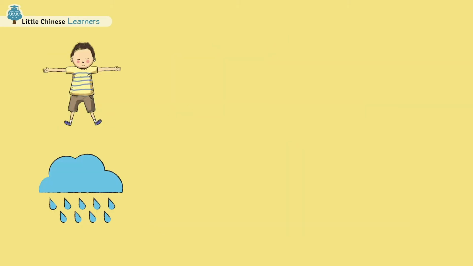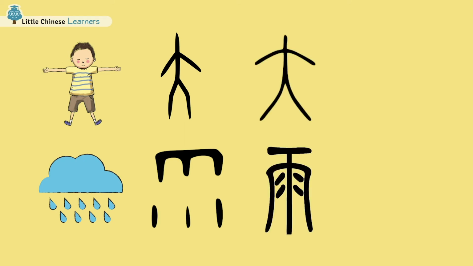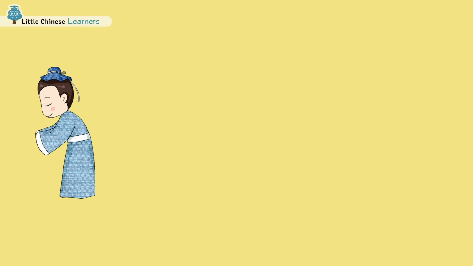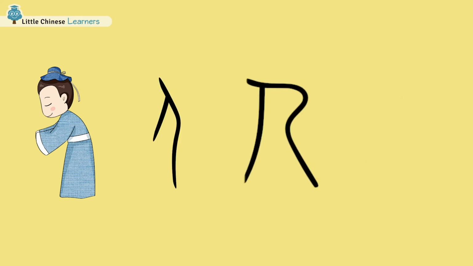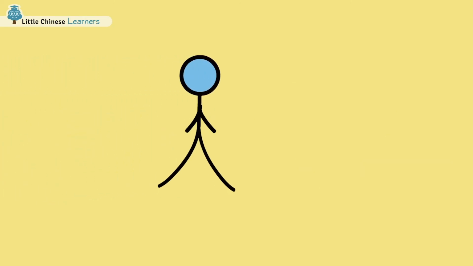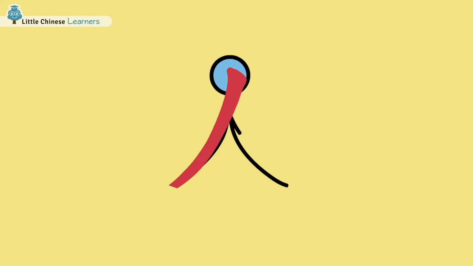The Chinese characters formed this way are called 象形字, or picture characters. 人 happens to be one of those characters. It started out as a picture of a person with the head on top and two legs, almost like he's walking.